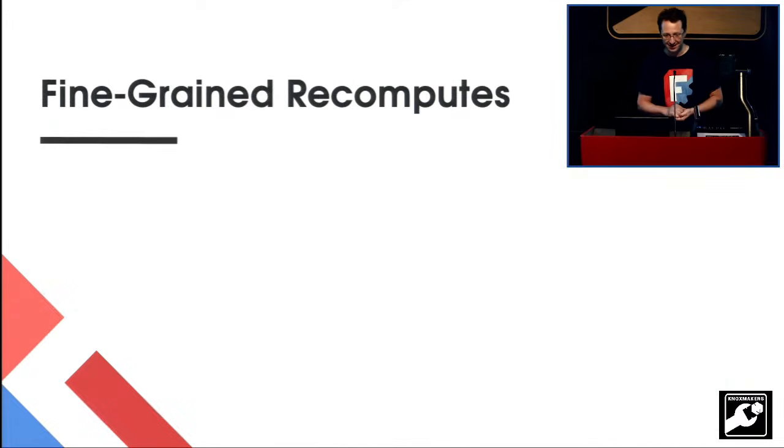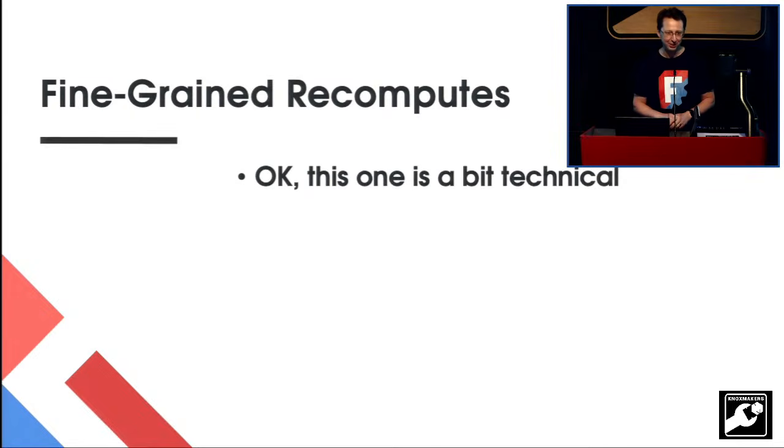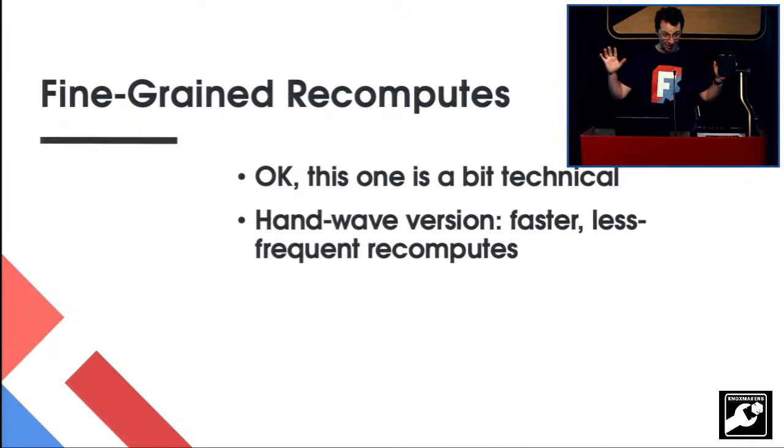Okay. Next up, we have fine-grained recomputes. So I've gone from something that's fairly visual, you can see it, to something that is not visual at all. I was completely unable to come up with a visual aid for this one. This one does get a little bit technical, but I'm going to hand wave it by saying that basically you're getting faster, less frequent recomputes, so you shouldn't have to recompute every single change that happens to every single thing.